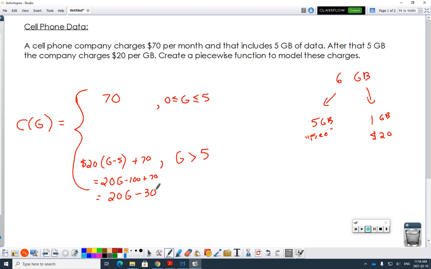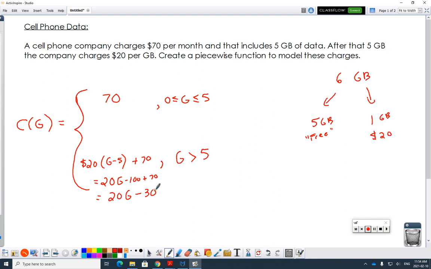Let's say you accidentally wrote your check $20 times your number of gigabytes, and you sent it in. You said, oh, I used 10 gigabytes, I've got to pay $20 per gigabyte, and you send them $200. They'd be like, no, you forgot about your free gigabytes. You sent us $30 too much money. And that's how the math sort of plays out here. If you use this rule, 20G, you'll be paying $30 too much on your bill than what you were supposed to. So that's where the minus 30 comes from.